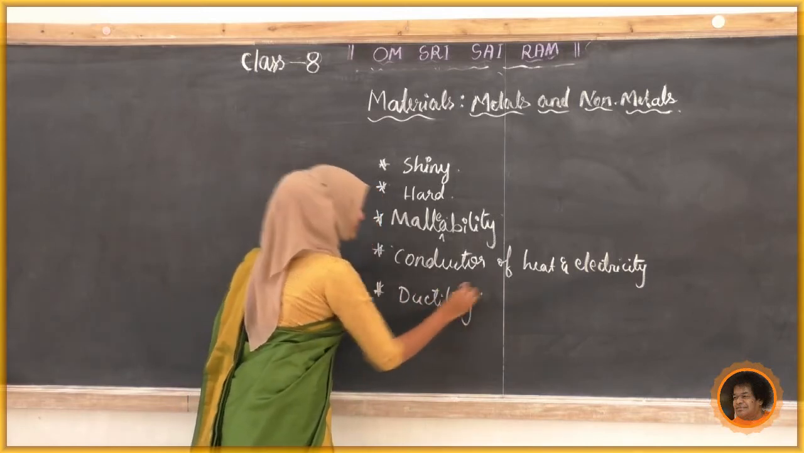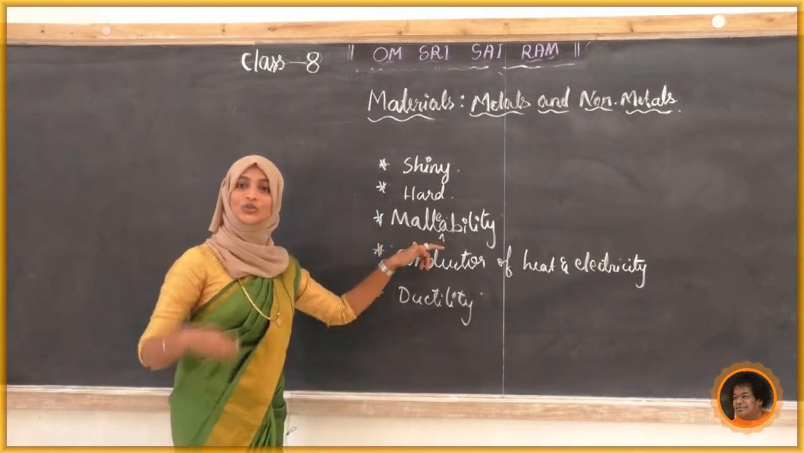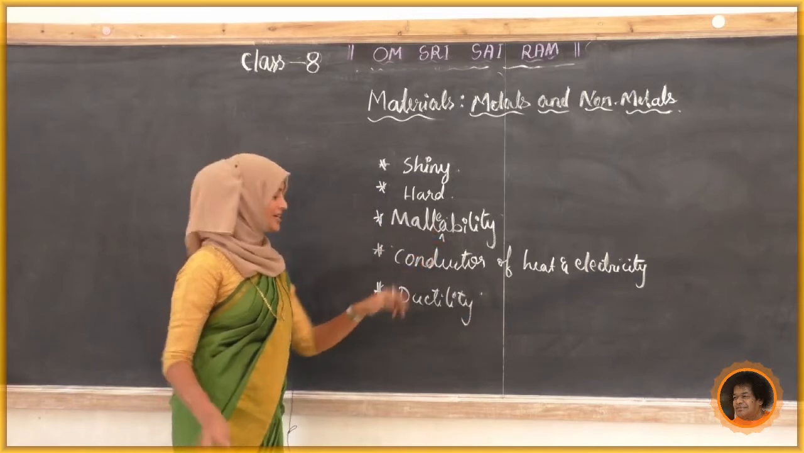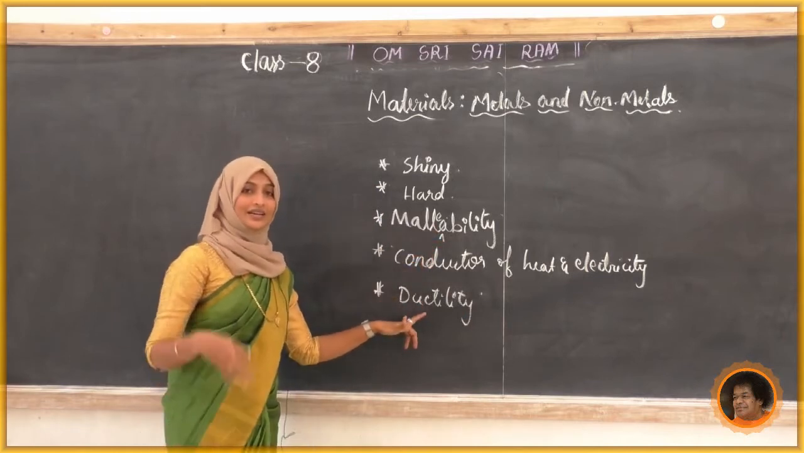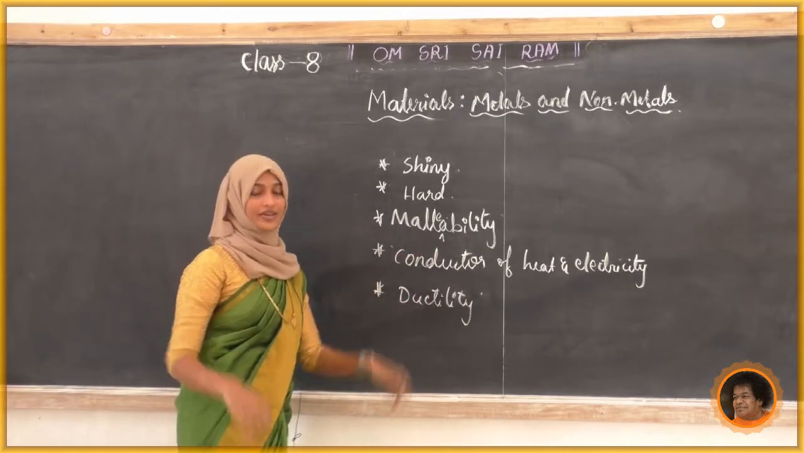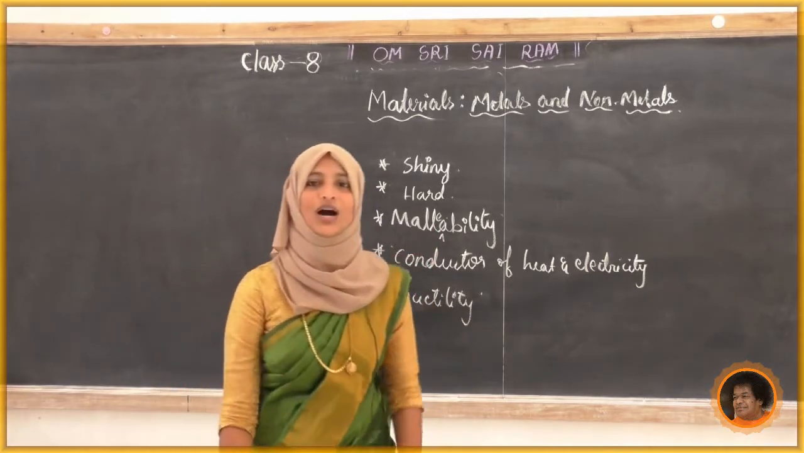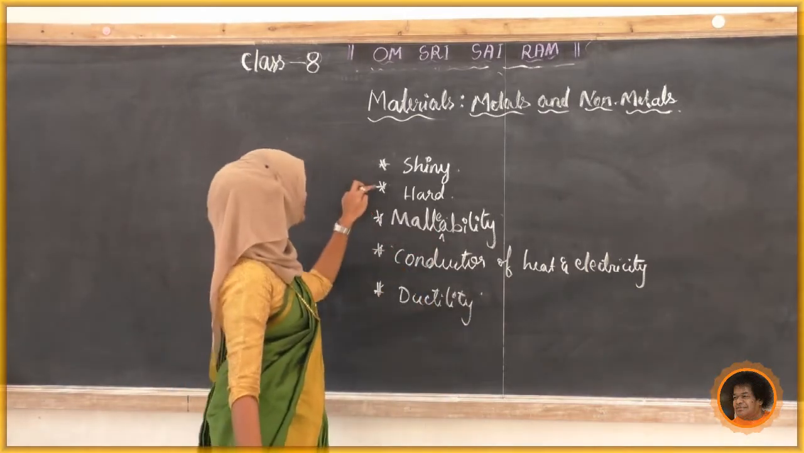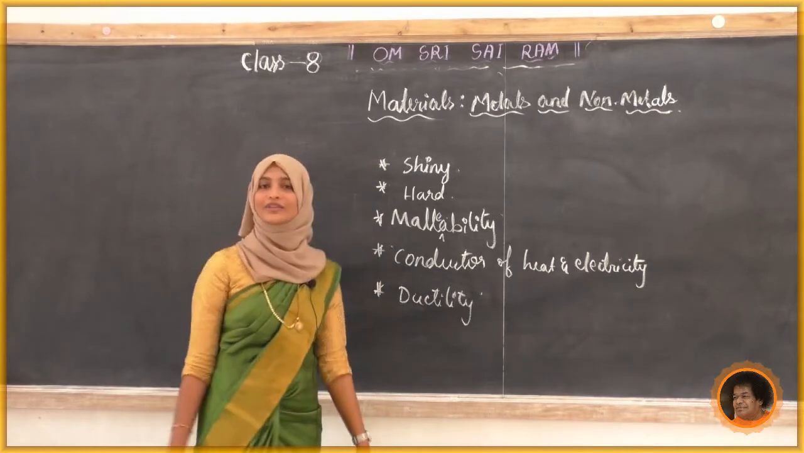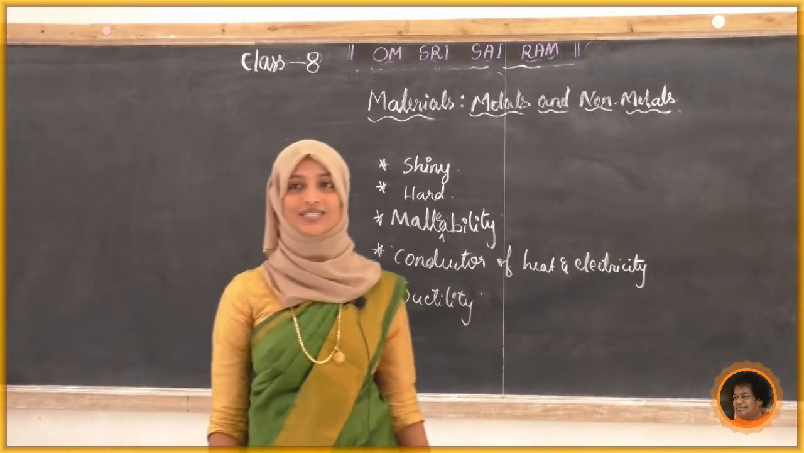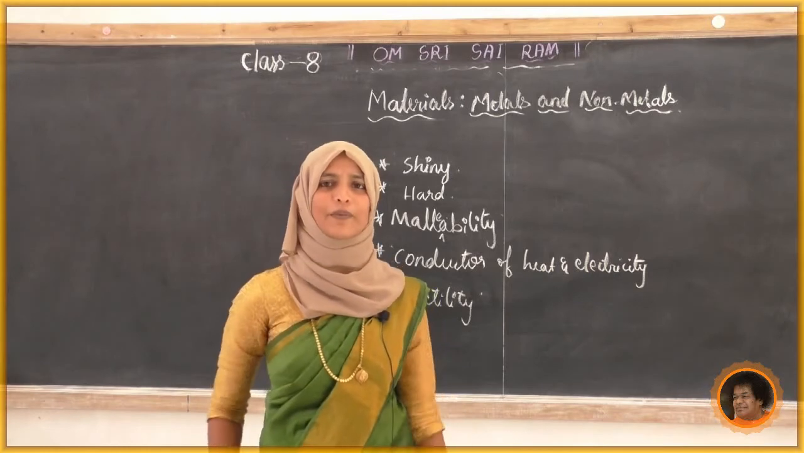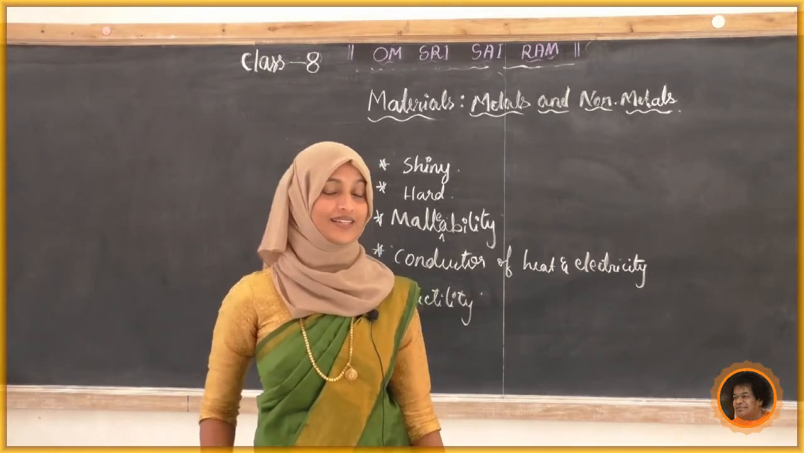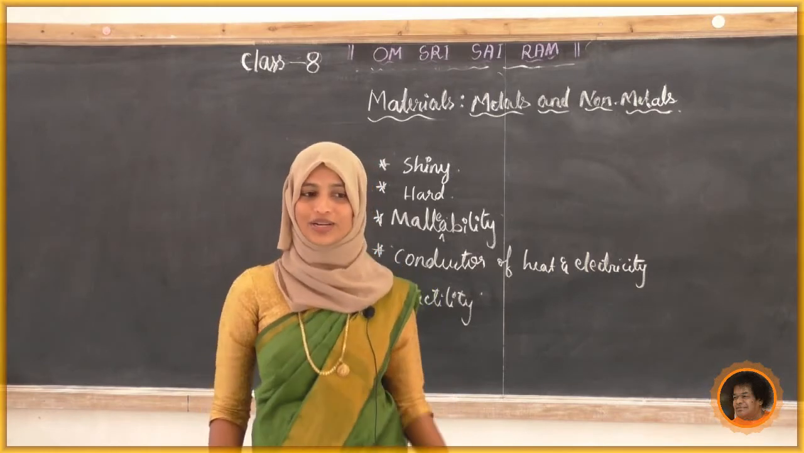Ductility. Malleability means into sheet. We can draw into sheet. Here they can be drawn into wires. Come to know how many points we got? 1, 2, 3, 4, 5 different physical properties we come to know. Any other physical properties of metal? Yes, one more I will tell you, students.